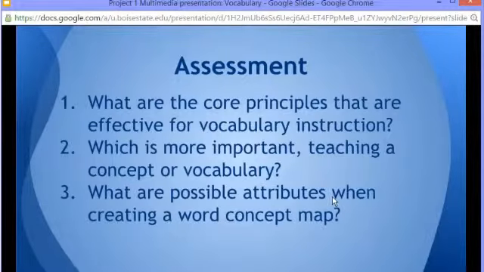Well, let's review some of the things that we talked about in today's presentation. Do you know the answers to each of these questions? Number 1, what are the core principles that are effective for vocabulary instruction? Number 2, which is more important, teaching a concept or vocabulary? And finally, number 3, what are possible attributes when creating a word concept map?